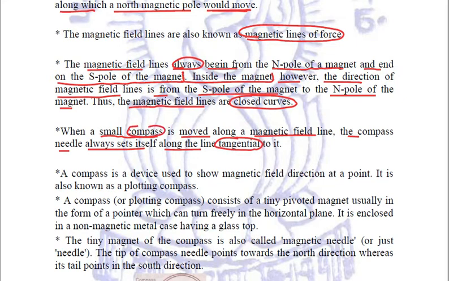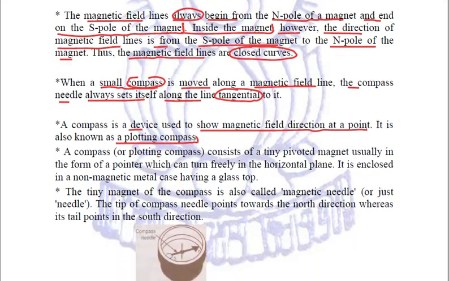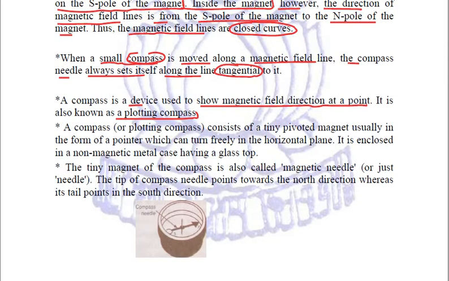Now, what is a compass? We already know a compass is a device used to show magnetic field direction at a point. This compass is also known as plotting compass. Now, what exactly is this plotting compass made up of? It consists of a tiny pivoted magnet which is usually in the form of a pointer so that it can turn freely in the horizontal plane. It is enclosed in a non-magnetic metal case having a glass top.